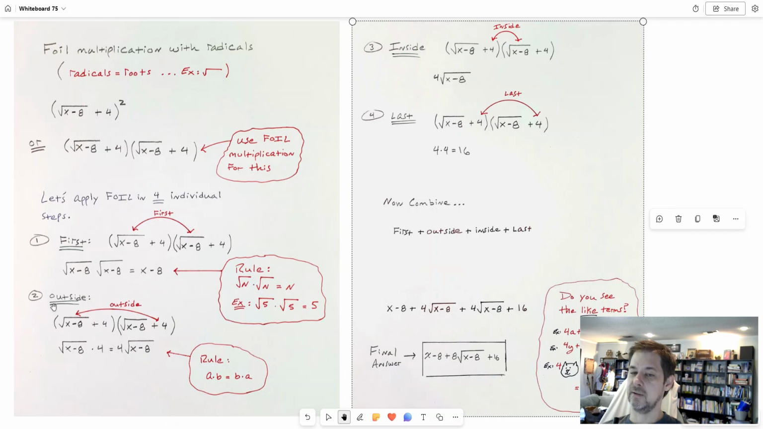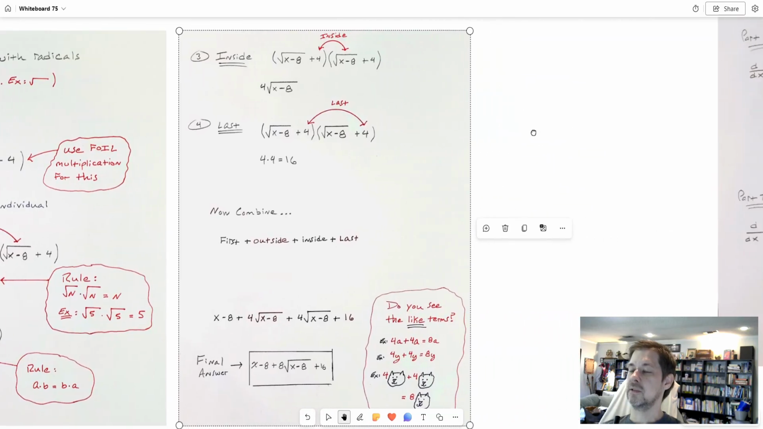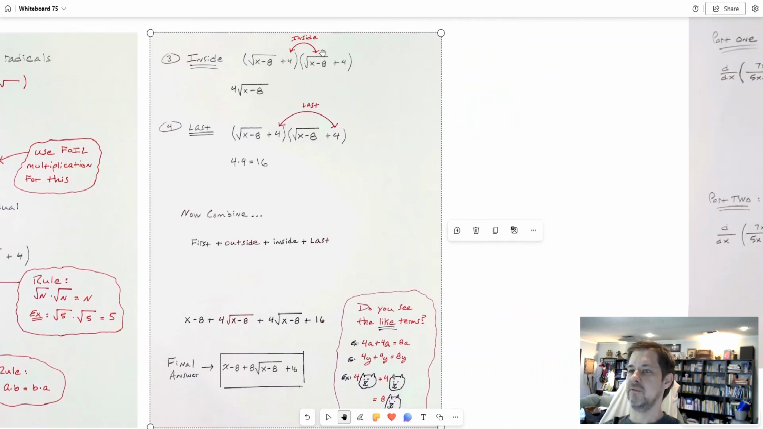So I'm going to write the outside component of FOIL. I'm going to say 4 root x minus 8. We're done with that, so let's go to inside. Now again, I've drawn my arrows connecting what I mean by inside, and to multiply the inside terms would be 4 times root x minus 8, which is just 4 times root x minus 8. We'll just leave it like that.